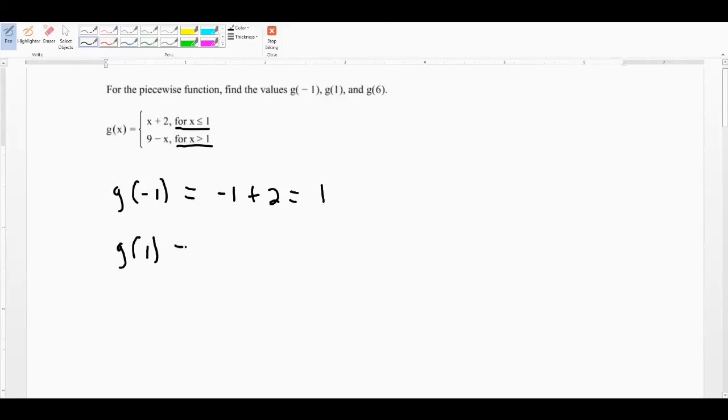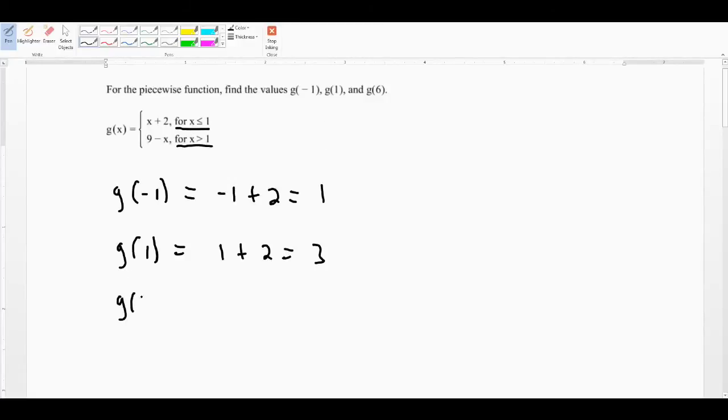Now let's find g of 1. 1 is the x value. Since 1 is less than or equal to 1, we're going to use x plus 2 again. So 1 plus 2 is 3. We're just substituting. We just have to decide which equation we're supposed to substitute, and that's where the domain restriction helps us.